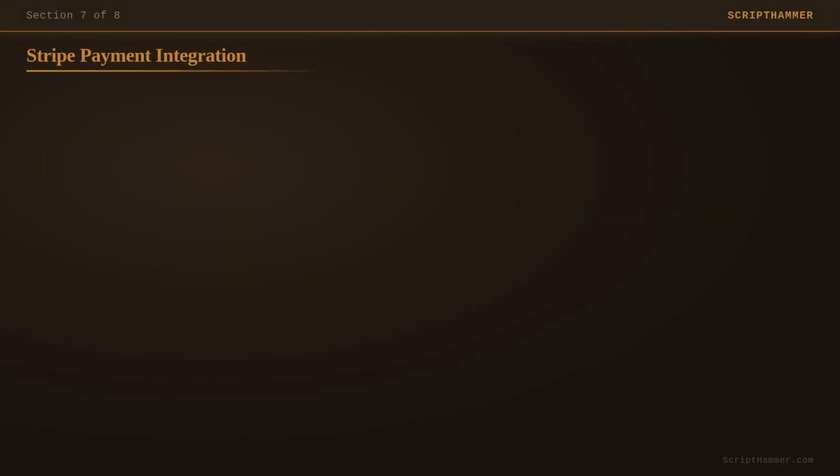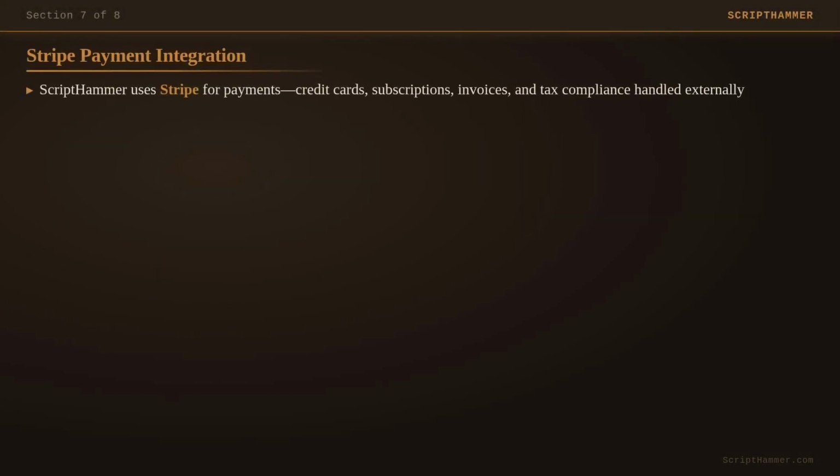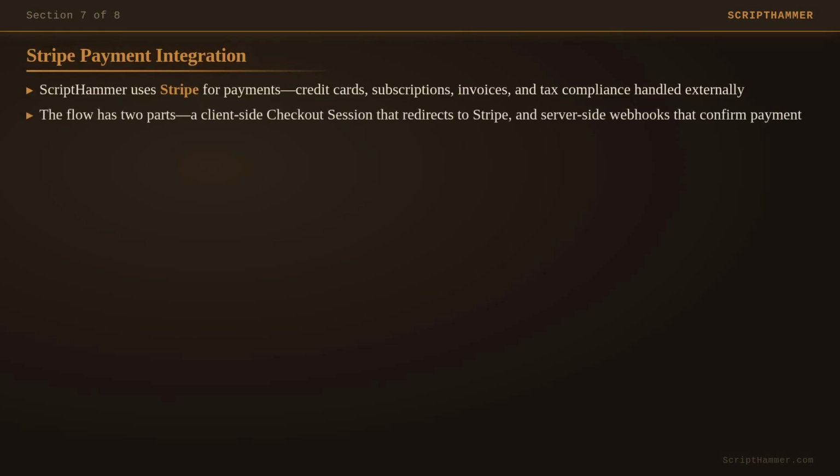Stripe Payment Integration. ScriptHammer uses Stripe for payments. Credit cards, subscriptions, invoices, and tax compliance are handled externally. The flow has two parts: a client-side checkout session that redirects to Stripe, and server-side webhooks that confirm payment.